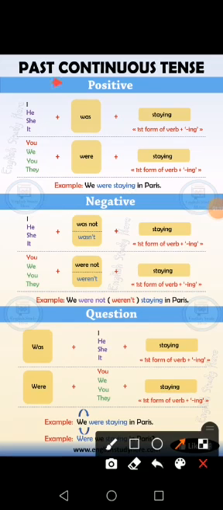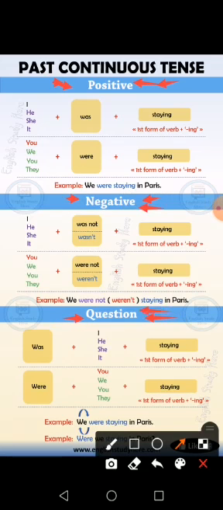We have three forms for past continuous: positive, negative, and question. How to make the sentence positive, how to make a sentence negative, and how to make a question. What does positive mean? Positive, affirmative sentence, okay? A sentence that does not have a negative form and is not a question. Negative is the sentence that has a not, okay? And here we have a question, okay?